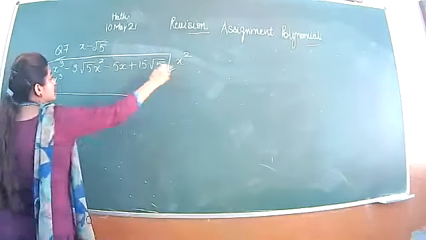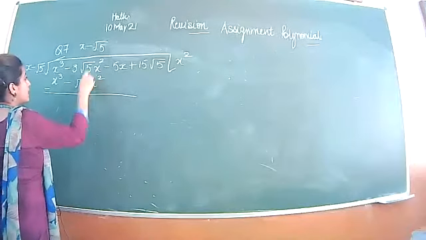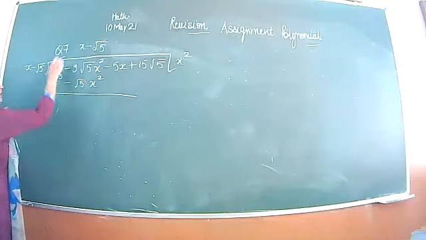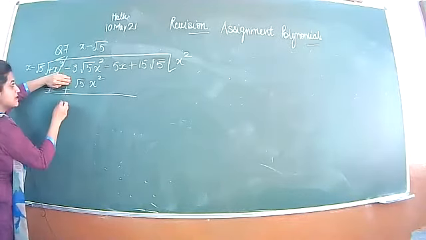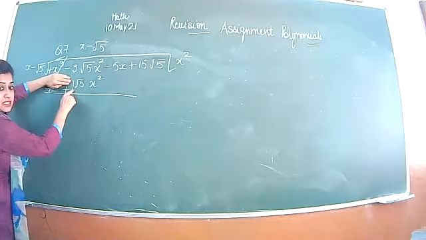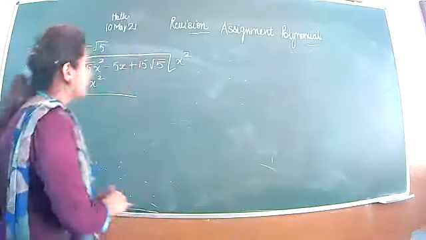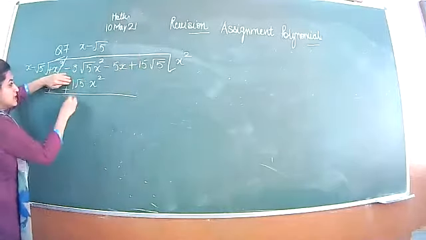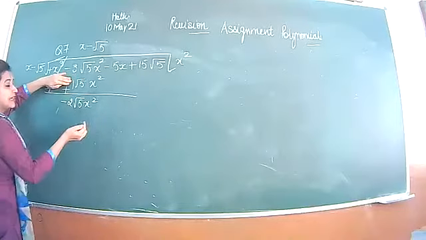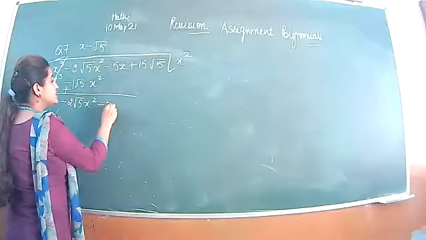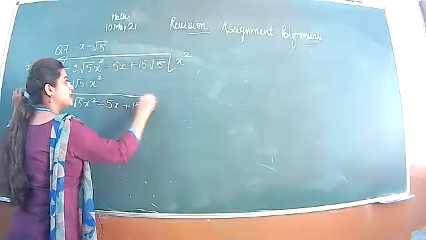Multiply root 5 with this. This will give you minus root 5 x square. Both are like terms. This is plus, this is minus, cancel out. Minus is coming, change sign, plus minus minus. When you subtract them, this is 1 root 5, this is 3 root 5. When you subtract them, 3 minus 1 is 2 root 5. X square sign will be of the greatest, that is minus. Minus 5x same, plus 15 root 5 is same.